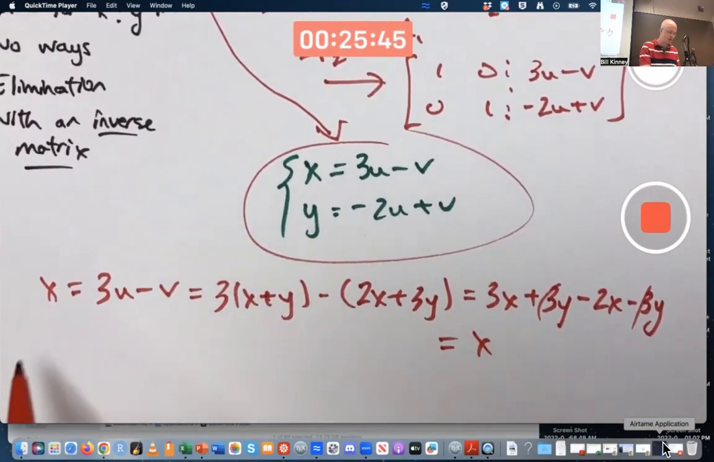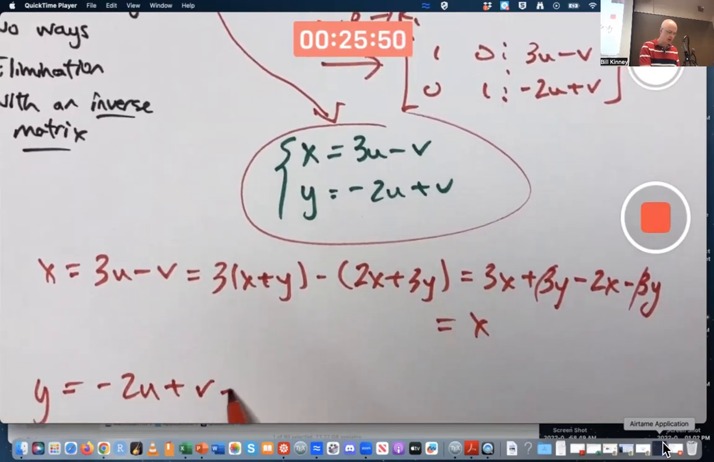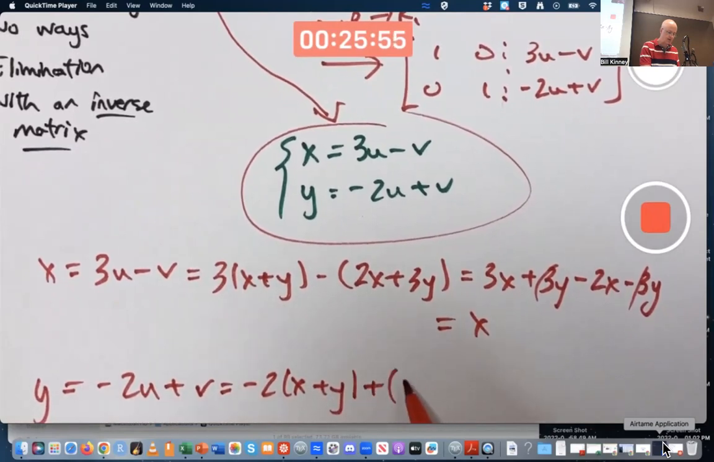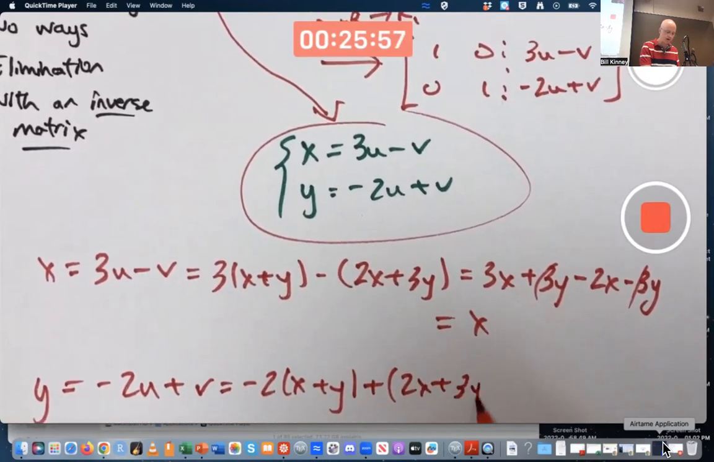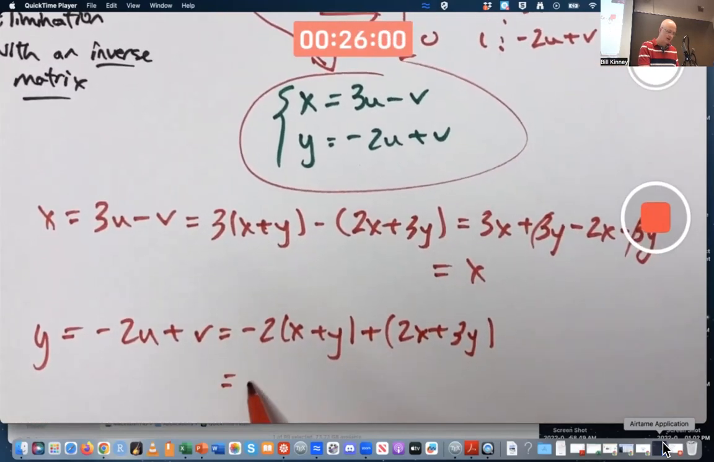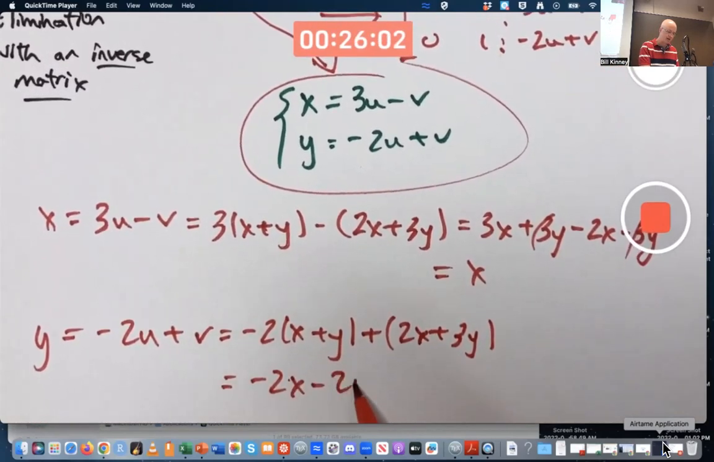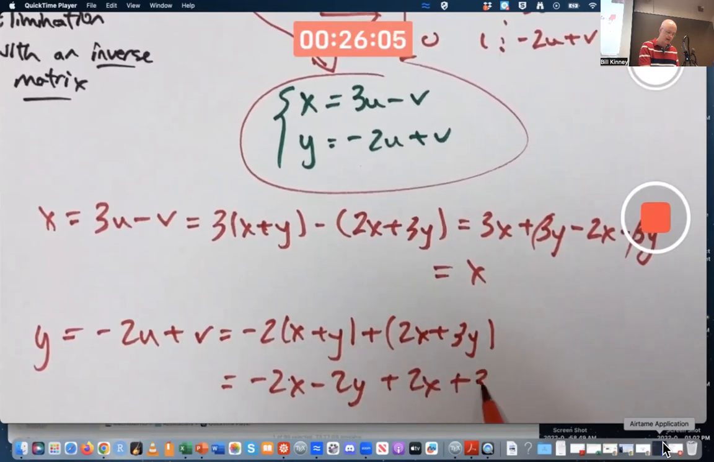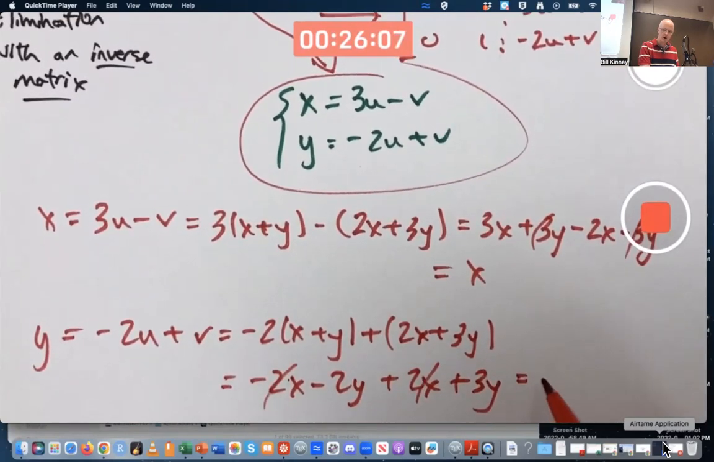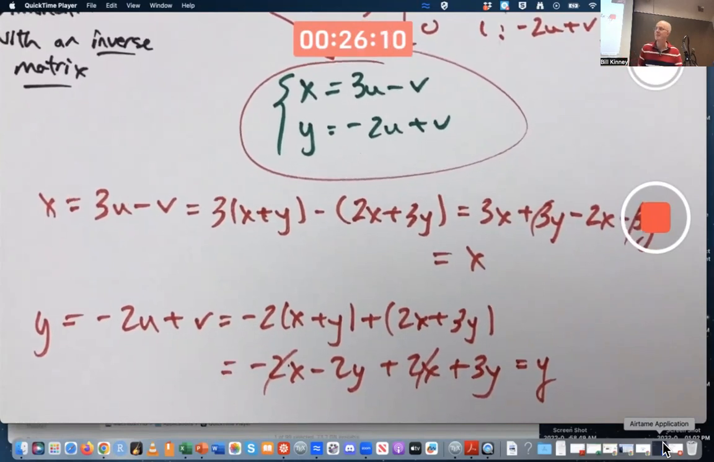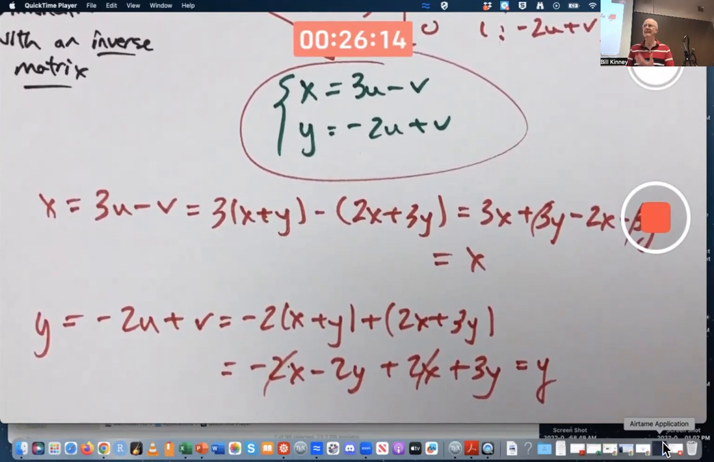That was supposed to happen. Let's try it with the other one too. Y equals -2u plus v. Replace u with x plus y just like before. Replace v with 2x plus 3y just like before. And I get something profound. Y equals y. That's supposed to happen. When you compose a linear transformation and its inverse like this, you get equations like x equals x and y equals y.